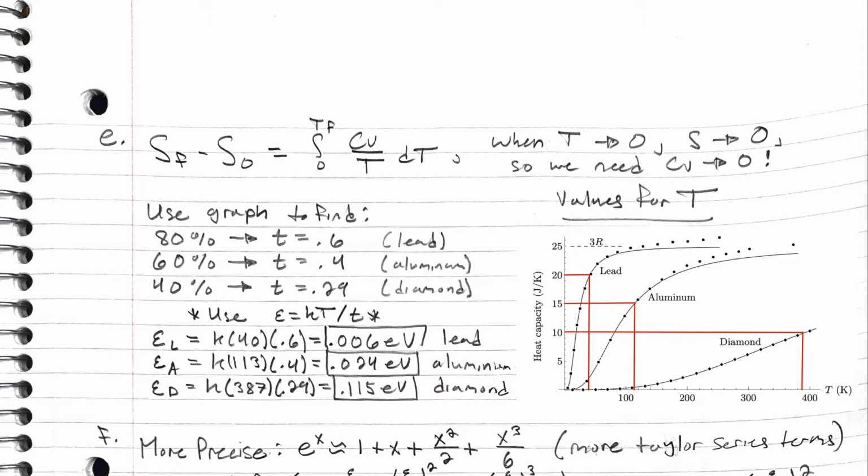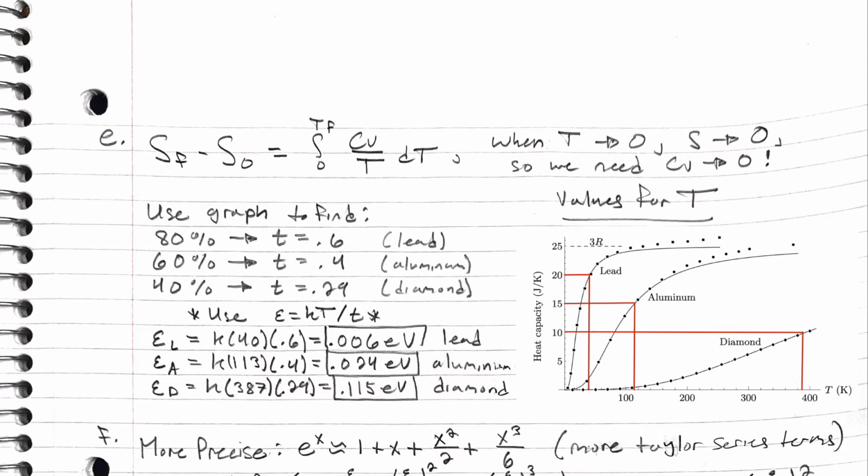Moving on to the materials, I used figure 1.14 in Schroeder to find values for temperature. The process is a little bit weird, but basically I found values for little t on my graph in Desmos where the heat capacity was 80%, 60%, and 40% of its maximum asymptote value. And then I used the figure here to determine temperatures for those values of t.